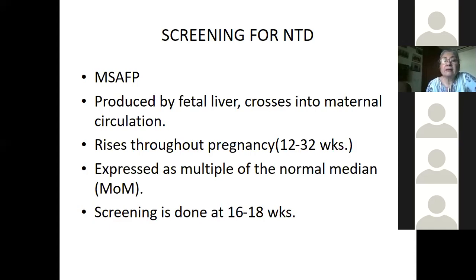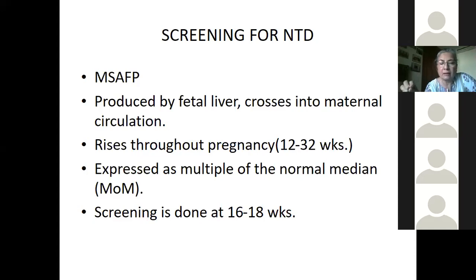So this alpha fetoprotein is produced, as I said earlier, by the fetal liver, and then it crosses into the maternal blood. It starts rising from 12 weeks of gestation, and the maximum rise is up to 32 weeks. When it should be measured in pregnancies, it's around 18 to 20 weeks of pregnancy, right?